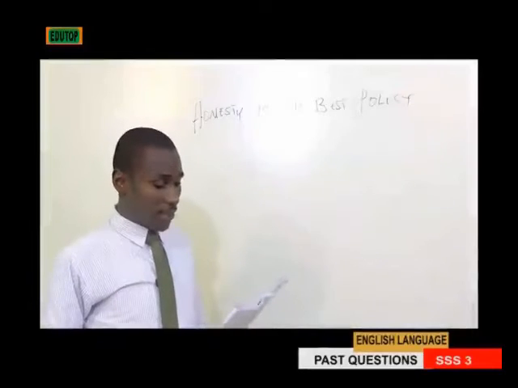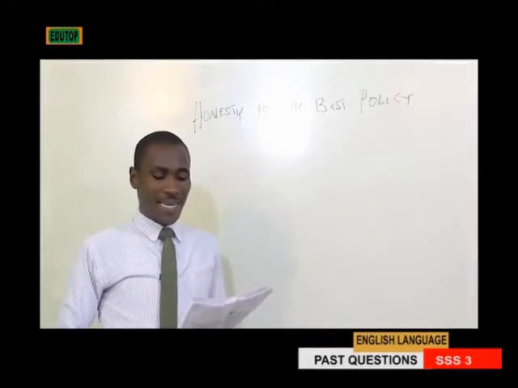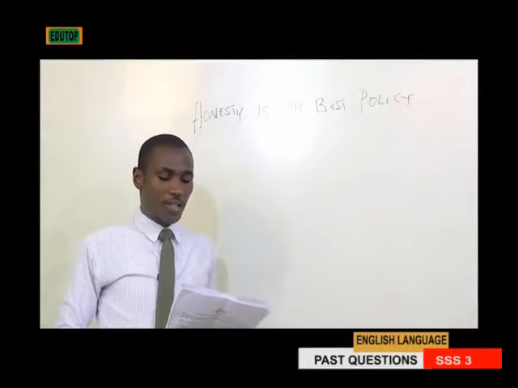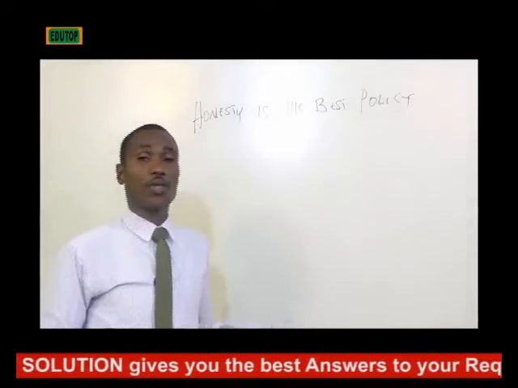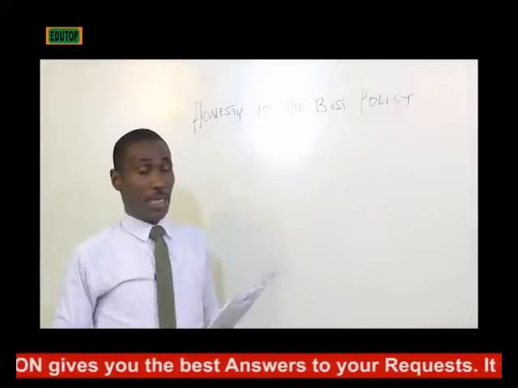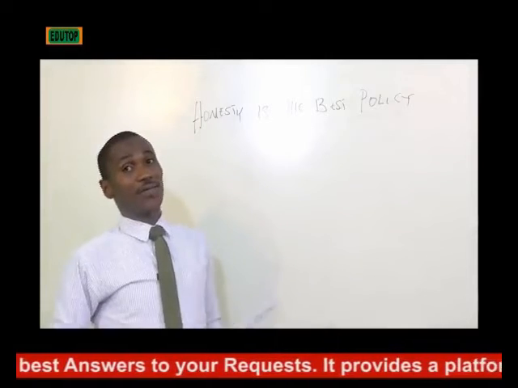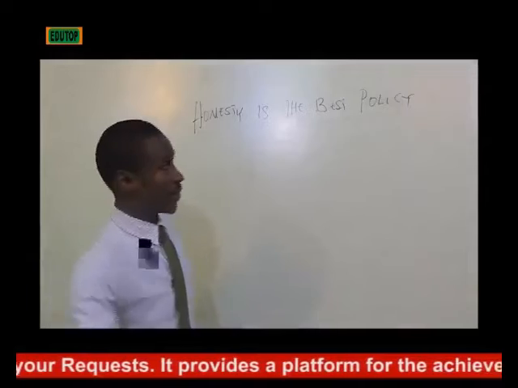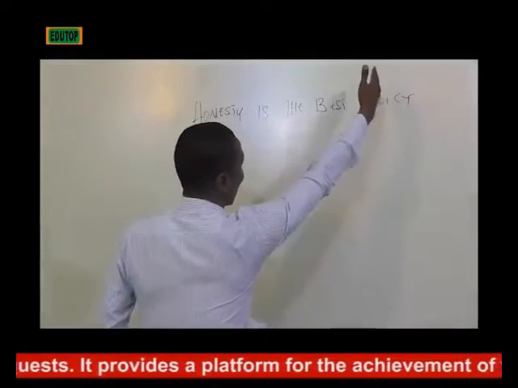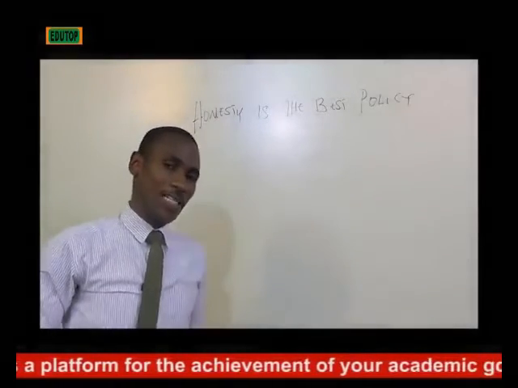The next question is, your uncle is about to marry another wife. Write a letter advising him on the implications of the decision, especially in view of the economic situation in the country. Now, this is an informal letter. Of course, you know that an informal letter would demand that you write your address on the top right-hand side of your answer booklet.